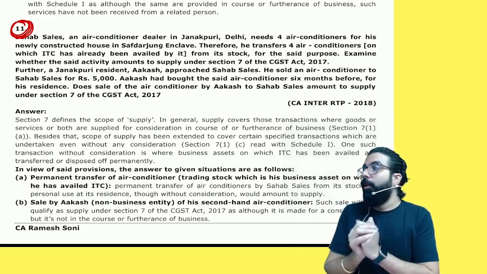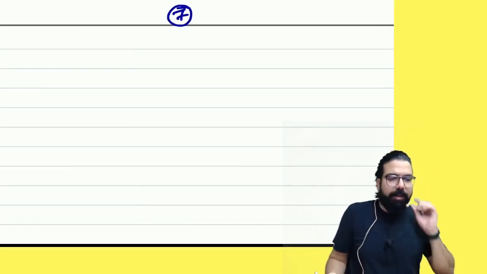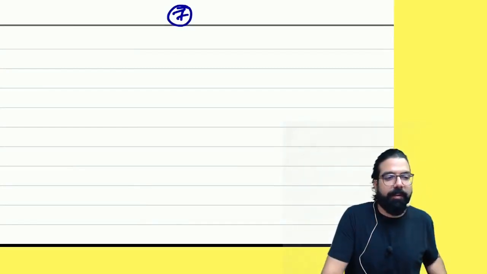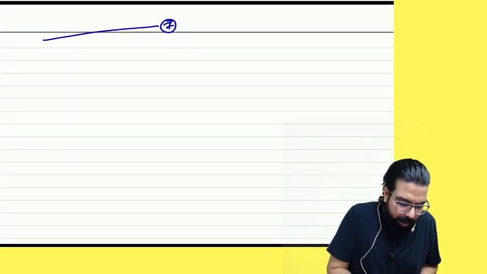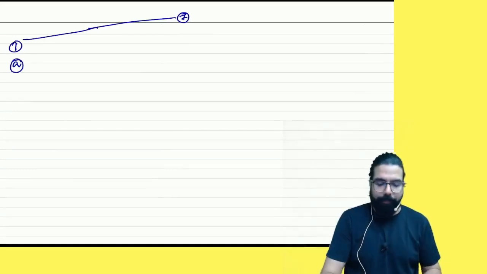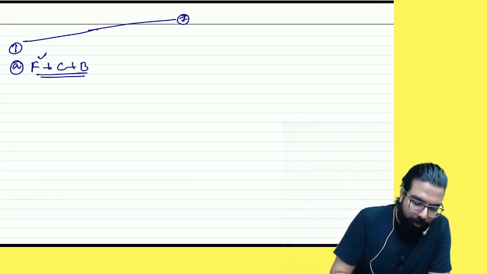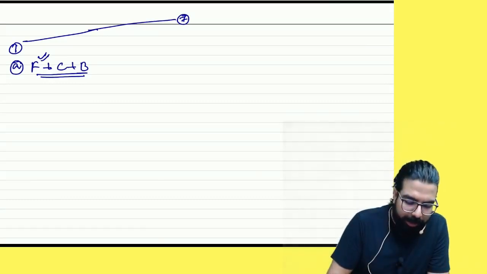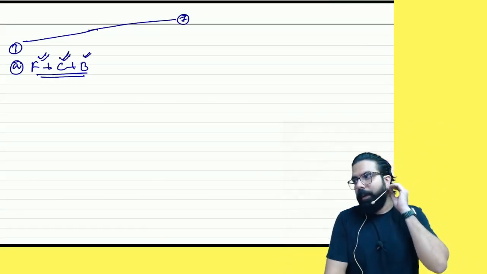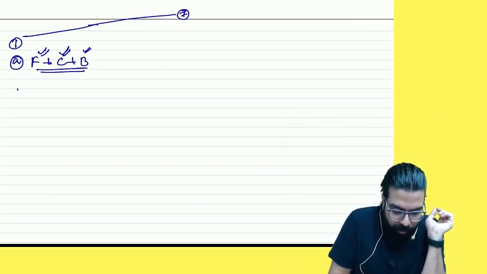Very good. Chalo, we were doing section number 7. Can we please recall, everyone, what we have learned till now in section number 7? Section 7.1a told what? All forms of supply made for a consideration in the course of business. So basically, it has to be an activity for a consideration and in the course of business. Only then it will be considered as supply. Right, everyone?